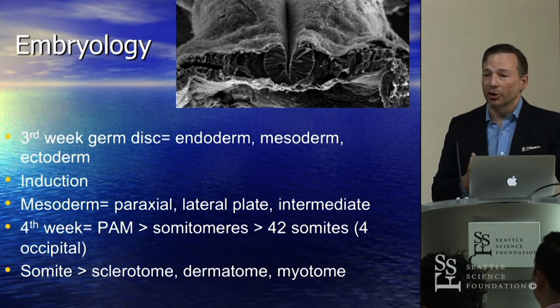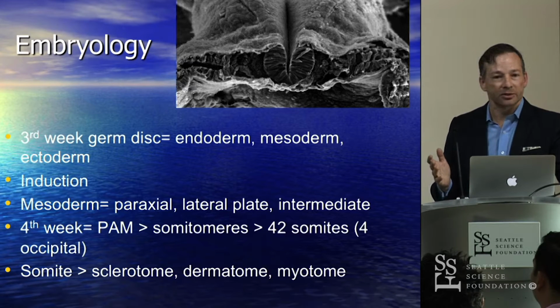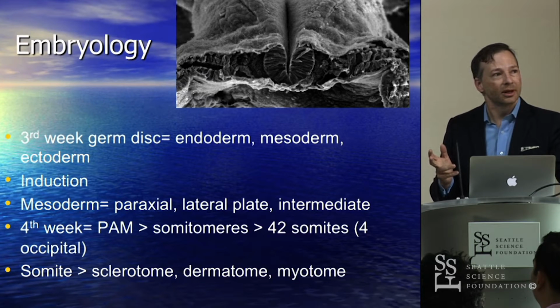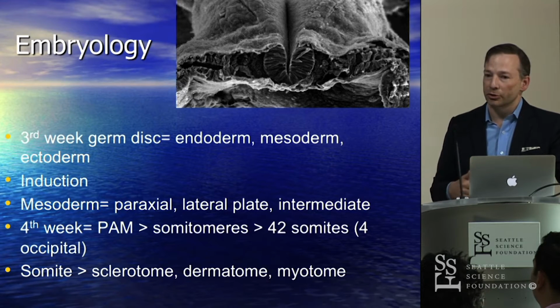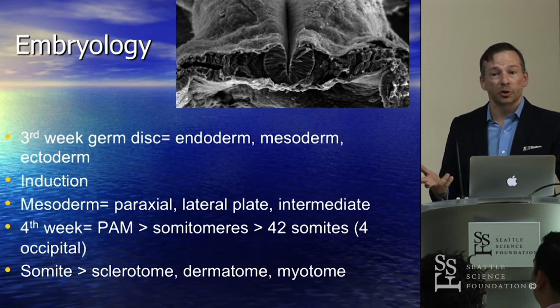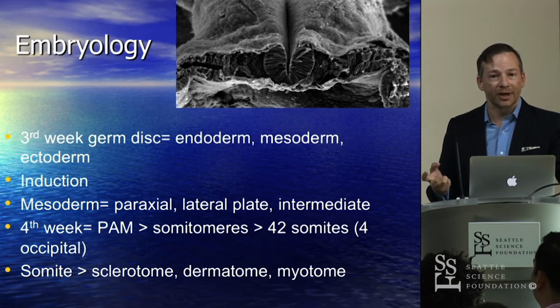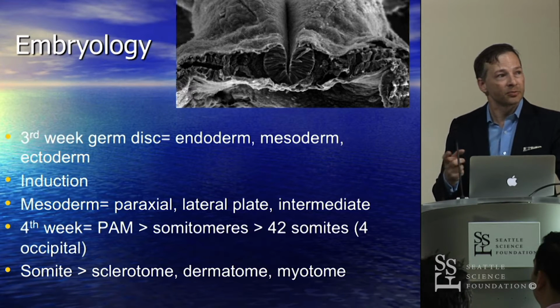Lateral plate mesoderm, as you remember, basically gives rise to your circulatory system and the limbs, in essence. Intermediate mesoderm gives rise to the urogenital system, and then paraxial mesoderm that we're left with gives rise to the axial skeleton. So that's our focus.